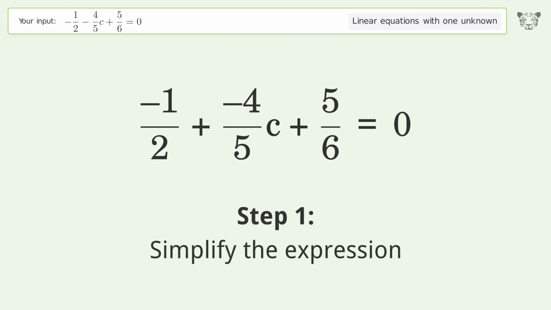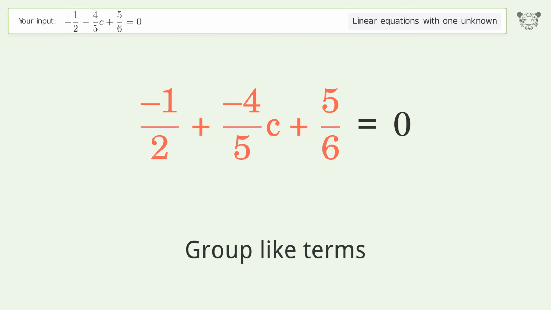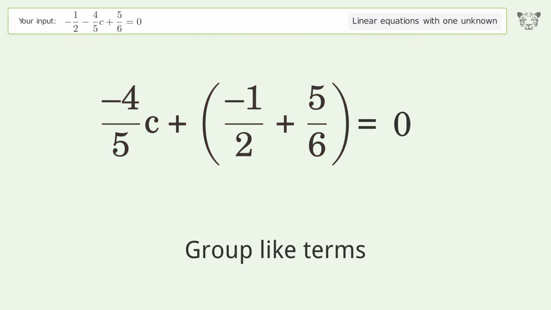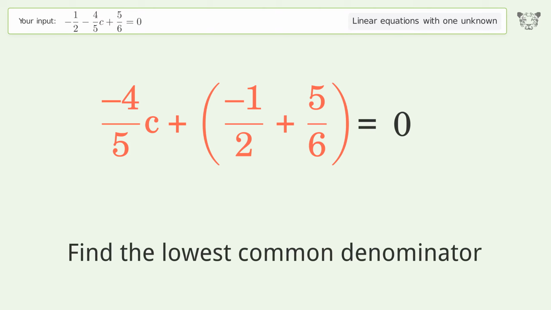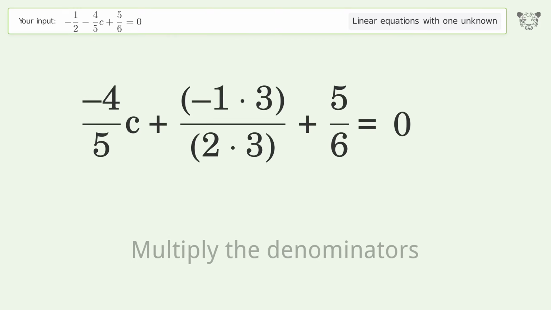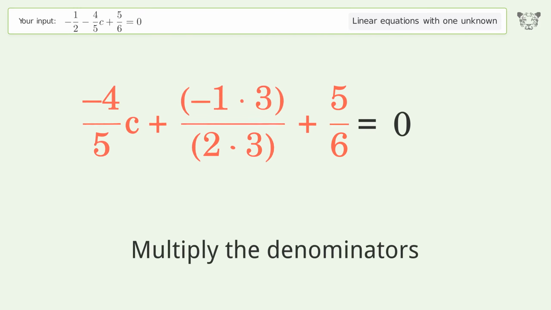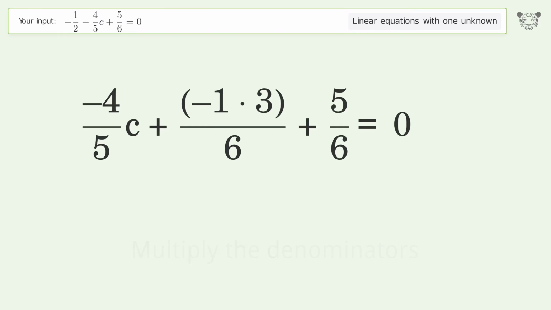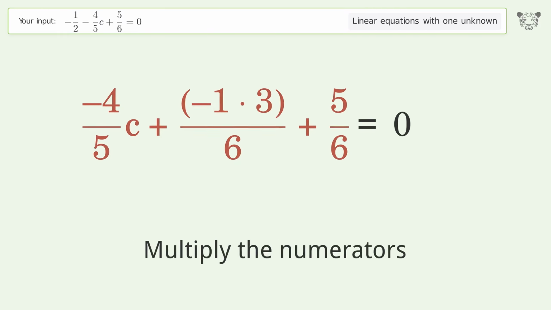Simplify the expression. Group like terms. Find the lowest common denominator. Multiply the denominators. Multiply the numerators.